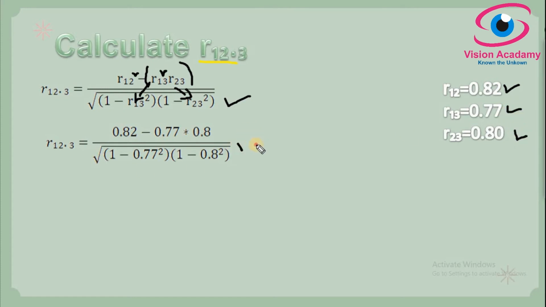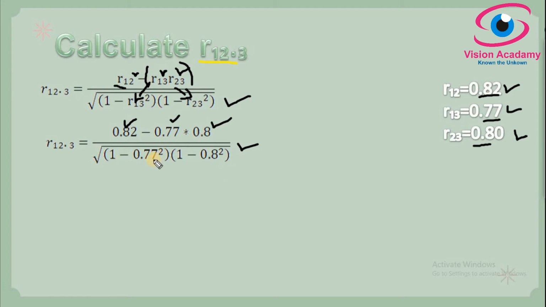Here in the next step I have replaced the formula by the respected values. In the formula, R12 is 0.82 and R13 is 0.77. Here I have replaced 0.77. R23 is 0.80, so 0.8 is used here. In the denominator, within bracket, within square root, we have used 1 minus R13. R13, as I told you, is 0.77.